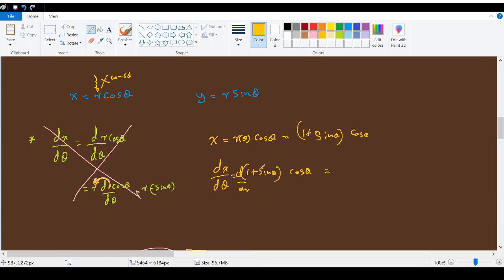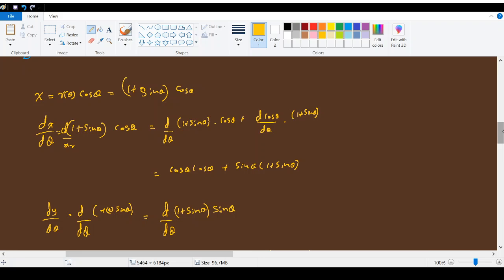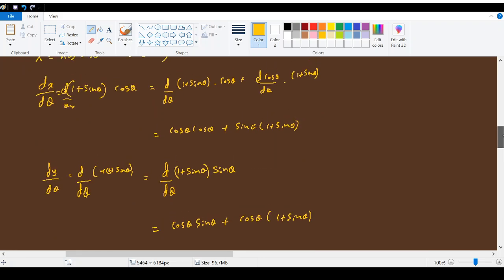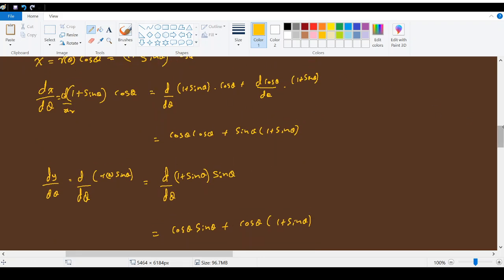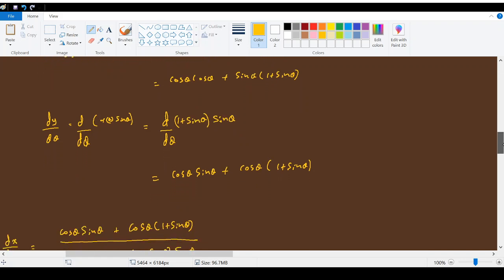So that means the derivative of, let's say, this one, and you can obtain the derivatives like this. It's just a simple application of the product rule.